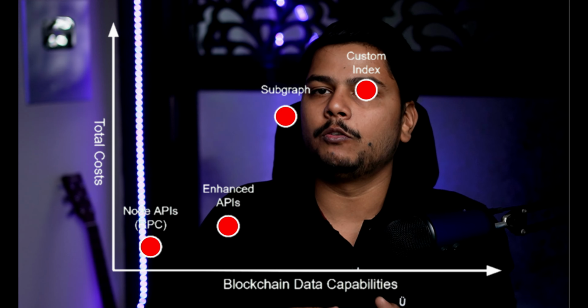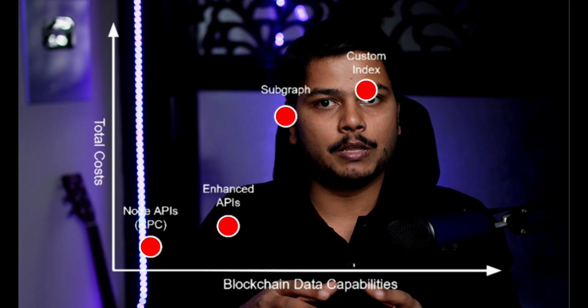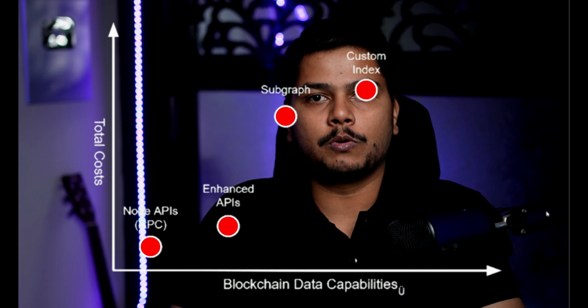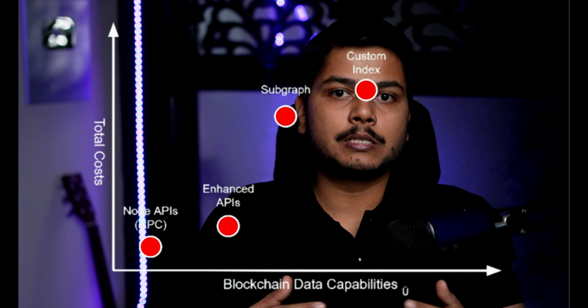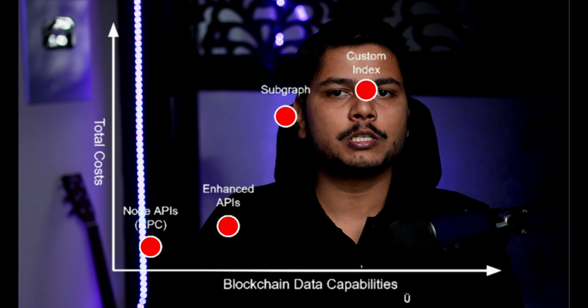We can directly use an API in order to fetch the data from the blockchain. We have this enhanced API, where we can actually create an API, but that is a powerful one, an enhanced one for our project. And the third one is subgraph, and the fourth one is custom index. Now let's talk about all these options one by one.